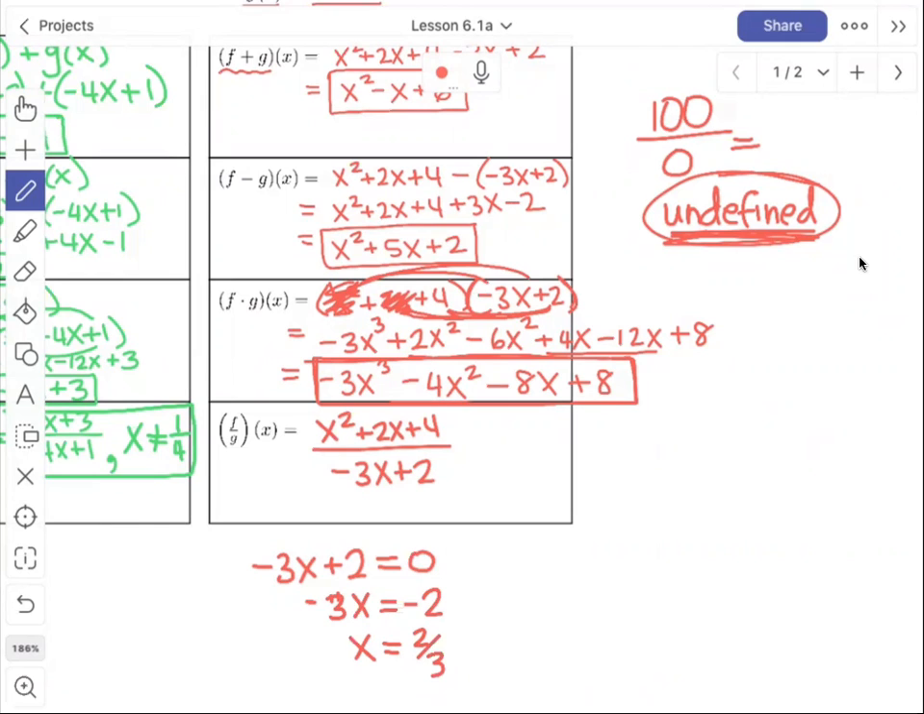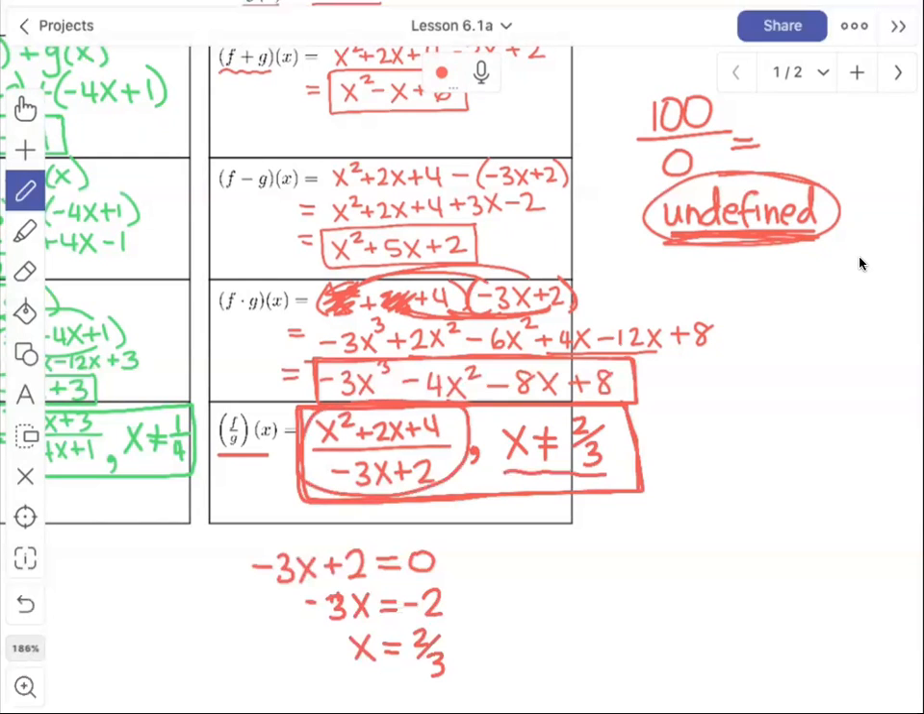Does that make sense? Yeah. Okay, so do we want that to happen or do we not want that to happen? We would not want that to happen. So that means x should not equal what? 2/3. Exactly. So that is your final answer. So that means this function, f over g of x, is equal to that big ol' function there, except we don't want x to equal 2/3 because that would make that whole thing undefined. Does that make sense? Yes, thank you.